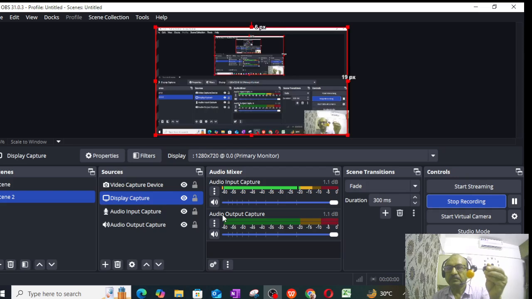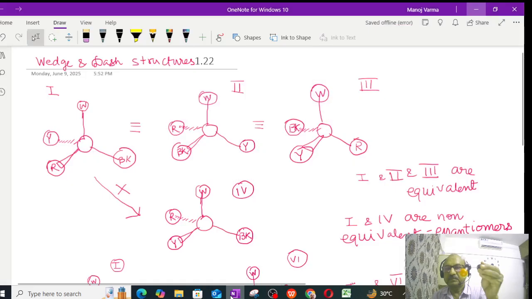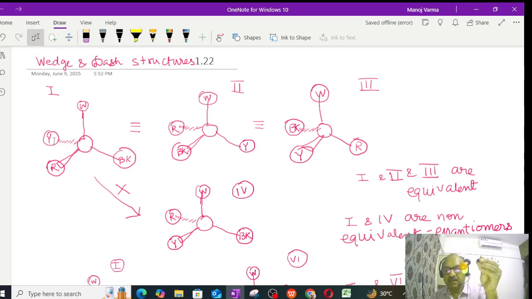So okay, see this. So this is what we mean. You can see that the white and the black are in the same plane, and the wedge is coming towards the observer, and this dash is going away. So this is the way we represent it, that is known as the wedge and the dash structure.